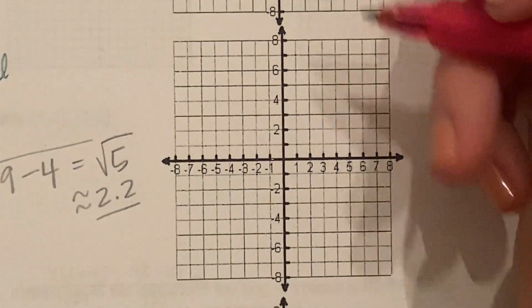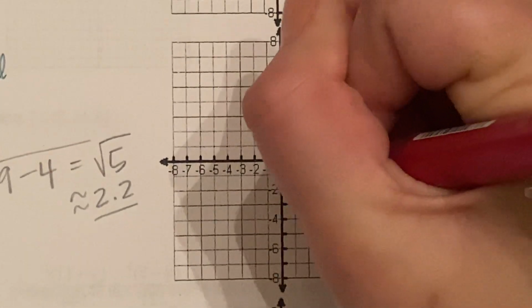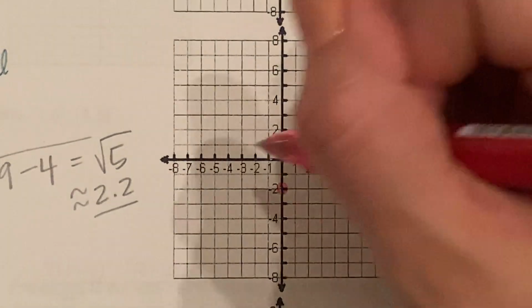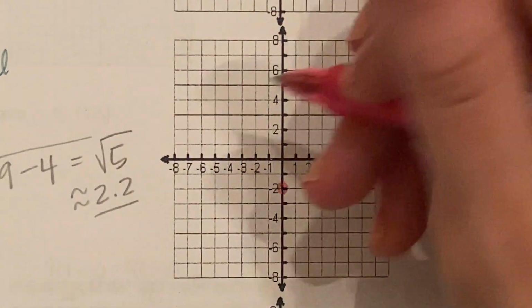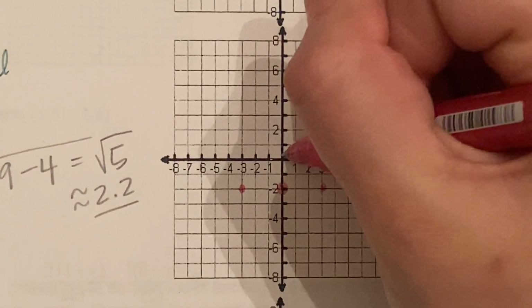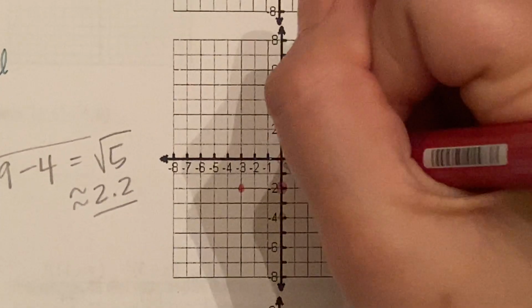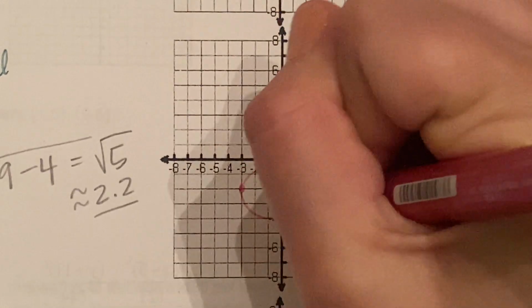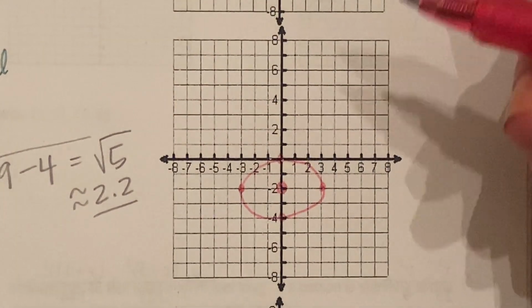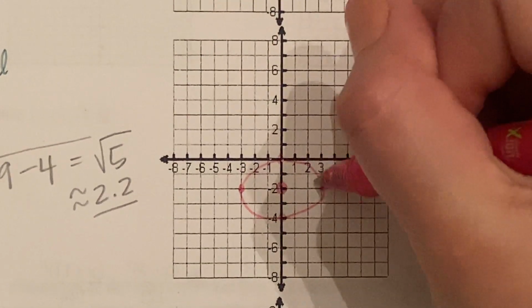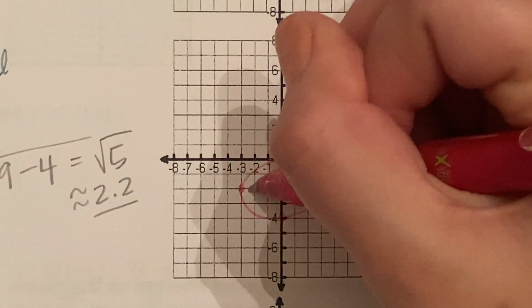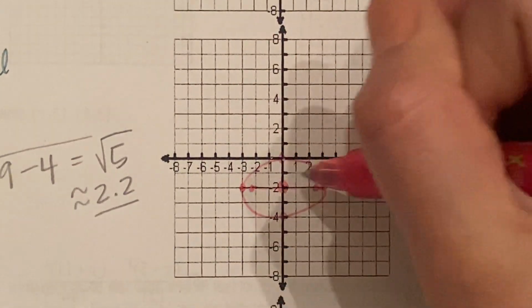All right, my center, 0, -2. My major axis is horizontal, so I'm going left and right 3. Minor axis is up and down 2. I'll draw the ellipse. And now I'm going to throw in my foci. So 2.2, -2, -2.2, -2. And then I'm going to draw in my lines.